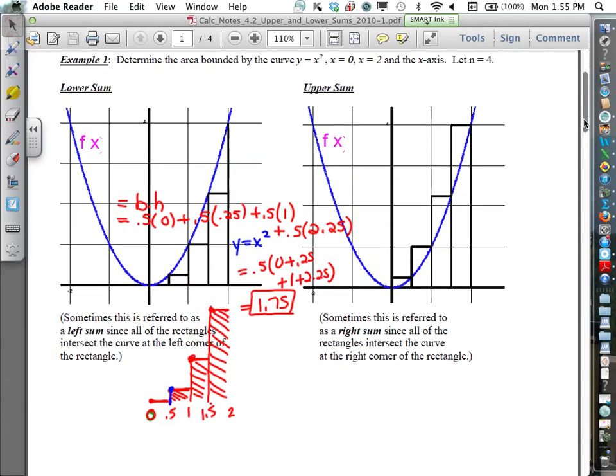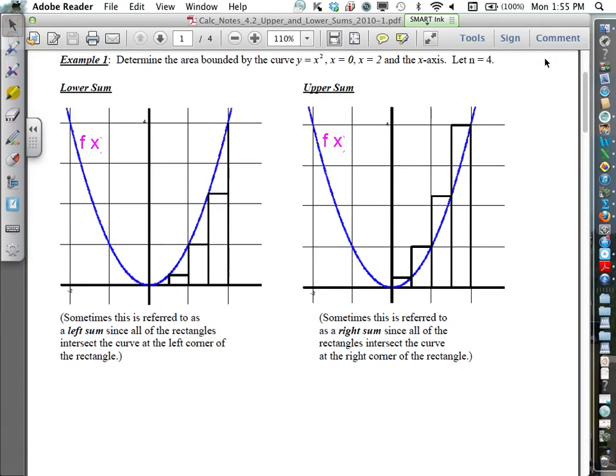I'm going to slide this down a little bit. I'm going to write this value underneath here. So we got 1.75 for this lower sum. Okay, and once we see how to set these rectangles and endpoints up, this isn't really difficult. It's kind of tedious.